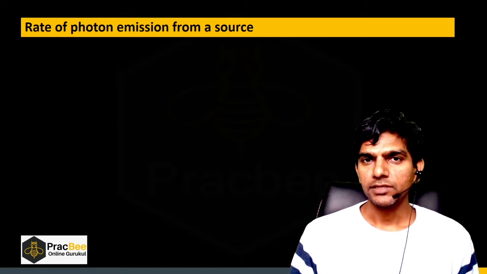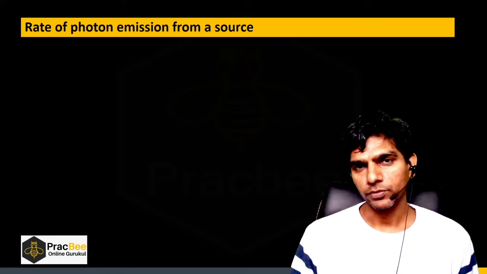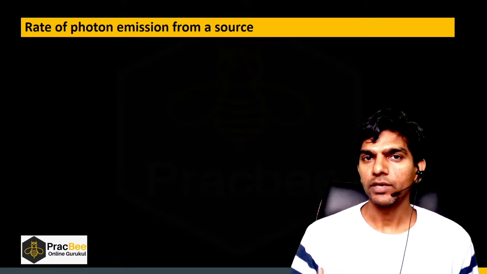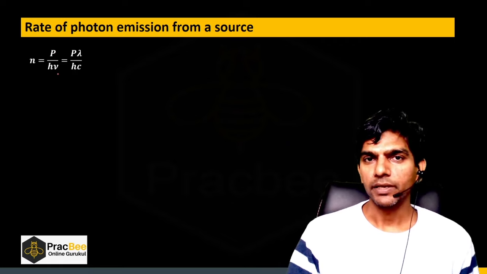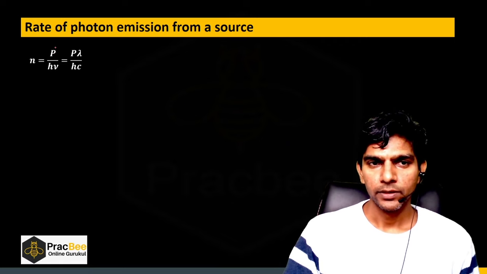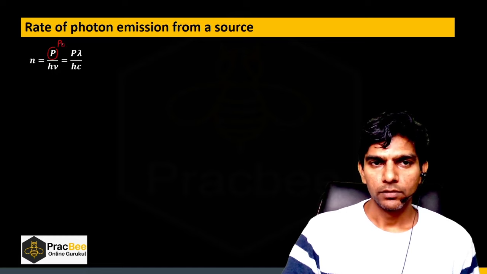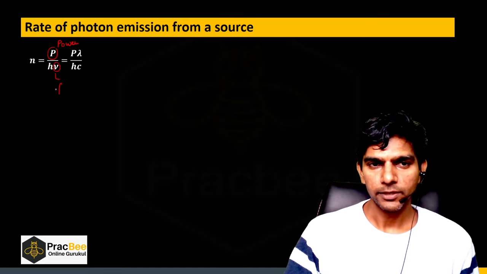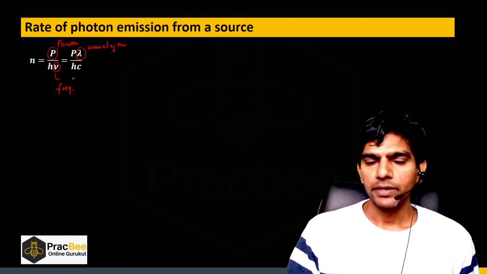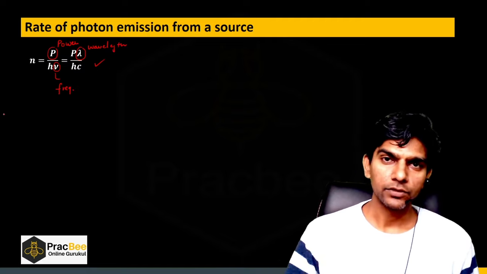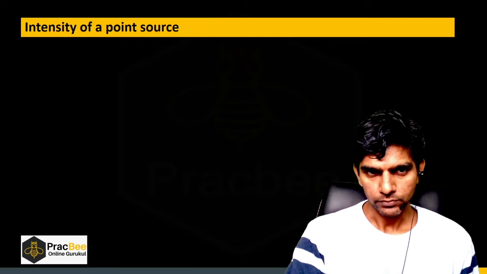Now the next concept is the rate of photon emission from the source, right? How many photons are being generated per second? It will be given by this formula, P by hν, where P is the power, ν is the frequency, λ is the wavelength, and h is Planck's constant. So do remember this formula because I have seen a direct question from this formula in the exam.